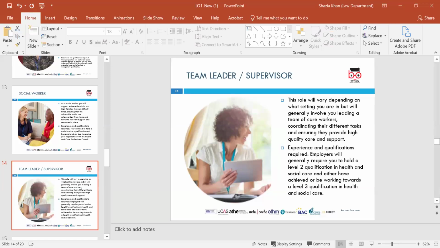What kind of skills do you think you need as a supervisor or a team leader? Okay, as a team leader, a team leader needs to have all-encompassing skills and training.